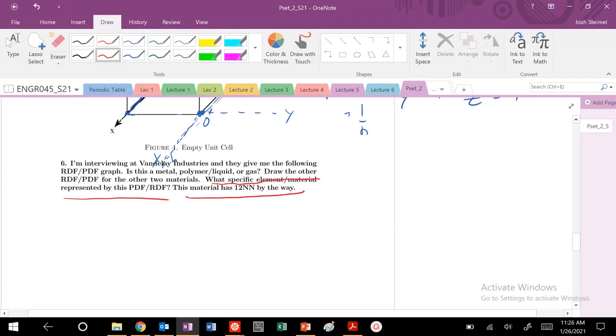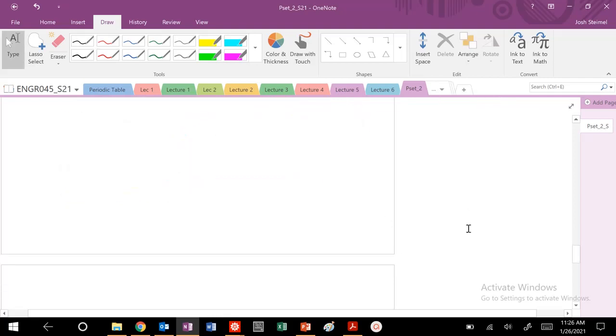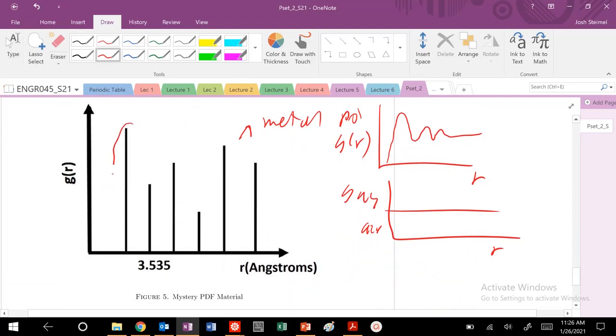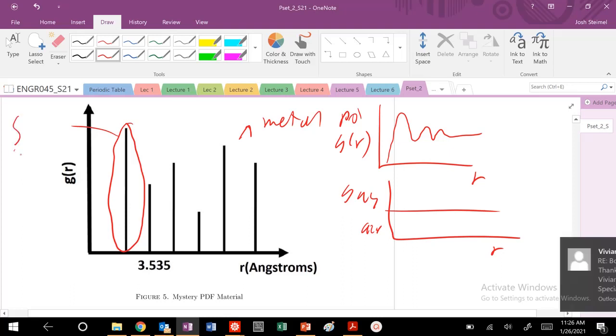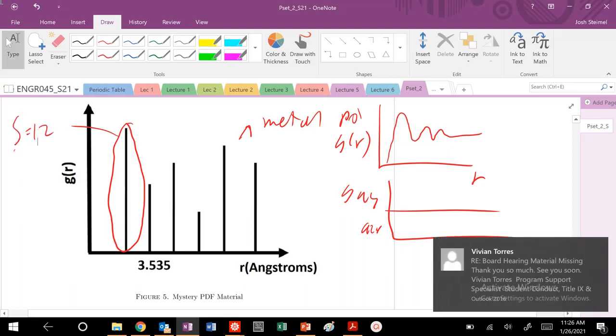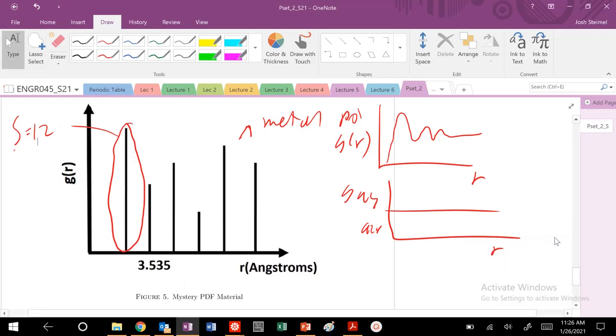This material has 12 nearest neighbors. So if this material has 12 nearest neighbors, I know that the integral of this peak is equal to 12. If we integrate this peak, we're going to get 12. So with 12 nearest neighbors, I know this structure is going to be FCC. If I know that this is FCC, I know that this is 2R, and then this is going to be A, which is going to be 2R root 2.